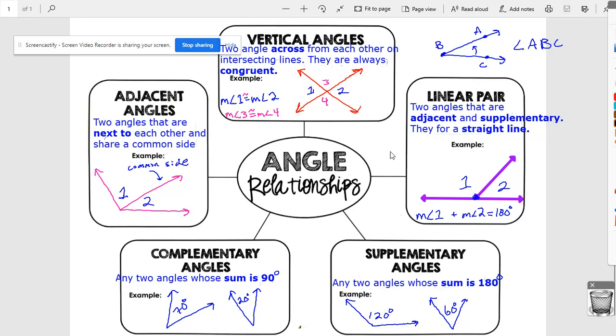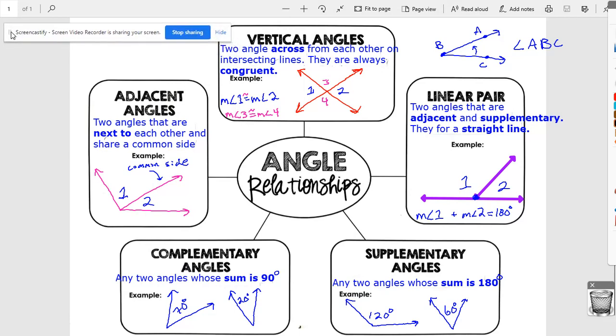If you need to, pause it and get these copied down on that hard copy of the notes. Keep that in your notebook. Make sure you use that as a reference as we move forward. You will also need it on the CFU. There are plenty of questions involving our angle relationships.